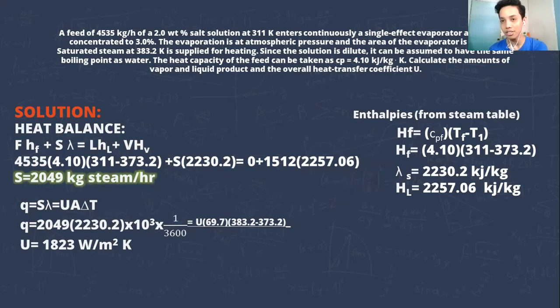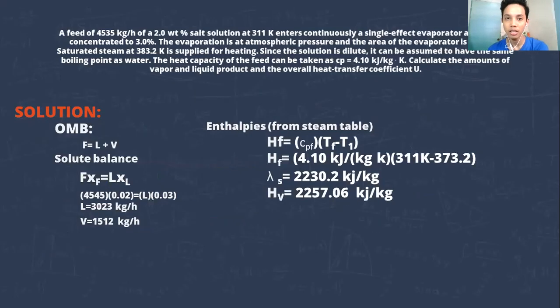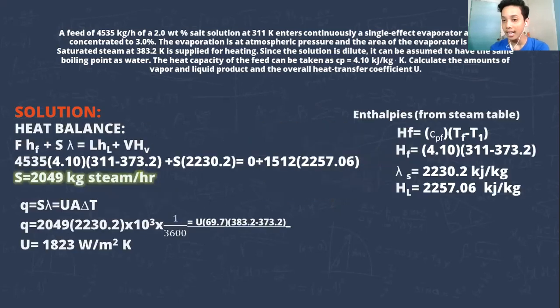So the final answers that we have for the amount of vapor and liquid product: we have 3,023 kilograms per hour for the liquid. The mass flow rate for the vapor is 1,512 kilograms per hour. And lastly, the overall heat transfer coefficient is 1,823 watts per meter squared Kelvin.